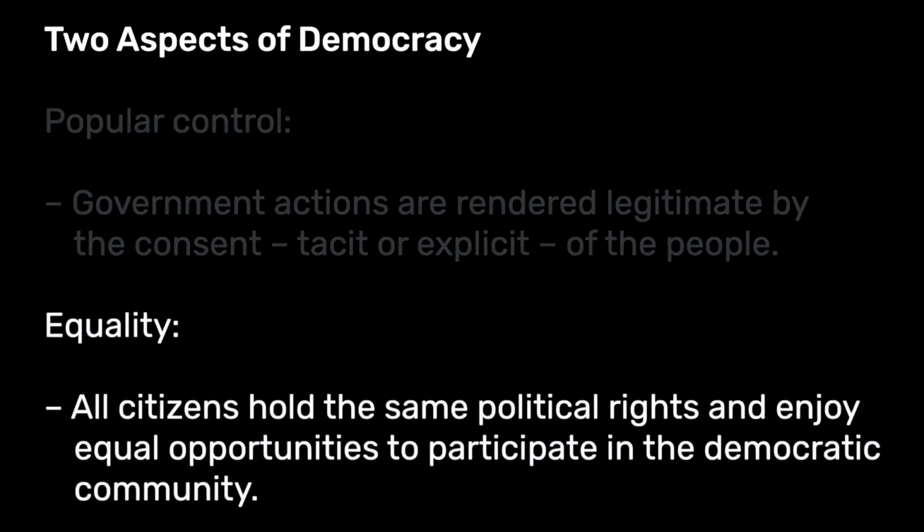The other part of the concept of democracy, I think it's useful to think about, is the idea of equality, that in some sense everybody has an equal set of political rights, an equal ability to participate in the political community, to participate in that democracy.